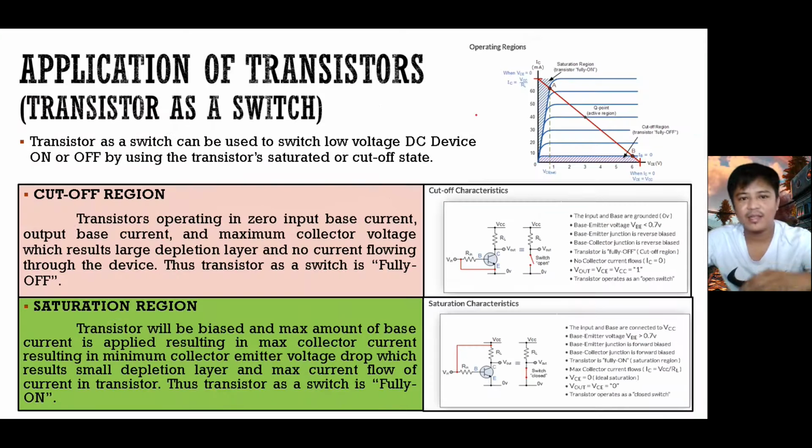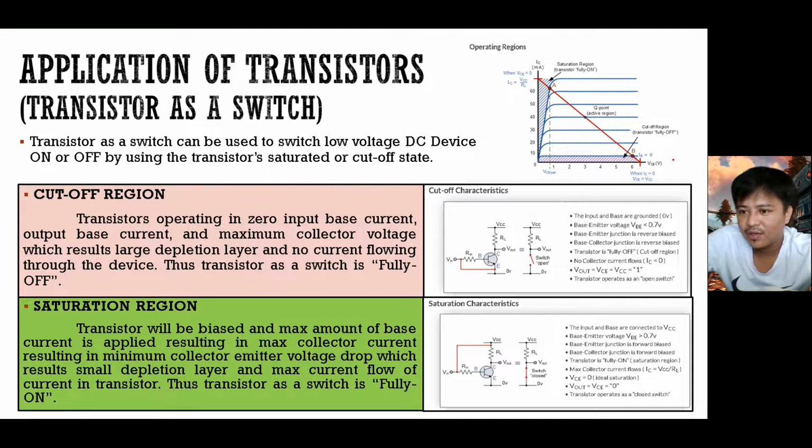Okay, so another one, let us go with the application of transistors, and this is the application of the transistor as a switch. A transistor as a switch can be used to switch a low voltage DC device on or off by using the transistor in its saturated or cut-off state. So we have here, we are all familiar with this image. This is the hyper characteristic.